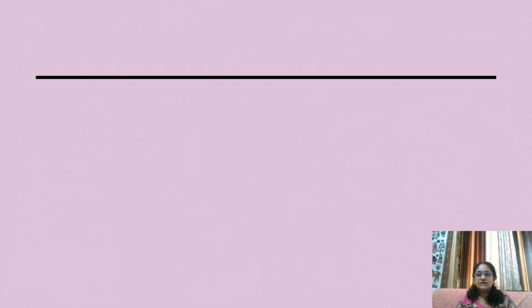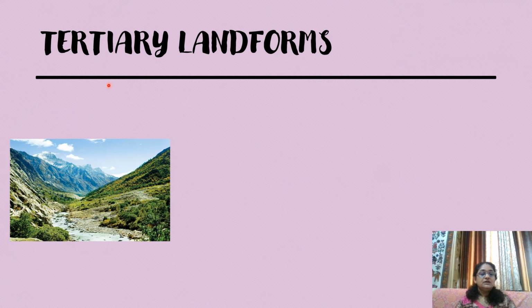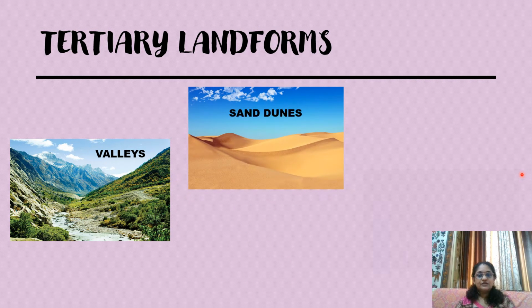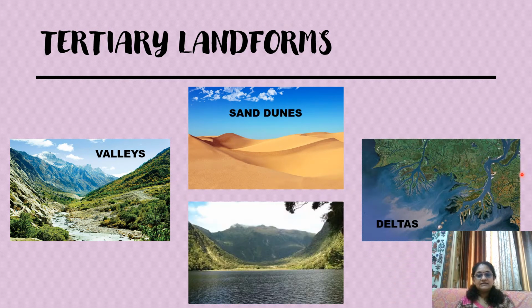Now students, once we have seen the primary and the secondary landforms, these primary and secondary landforms give rise to tertiary landforms. Now what are these tertiary landforms? Tertiary landforms are valleys, sand dunes, deltas and U-shaped valleys. You can see this is a V-shaped valley. Now these are all happening because of the primary and secondary landforms.